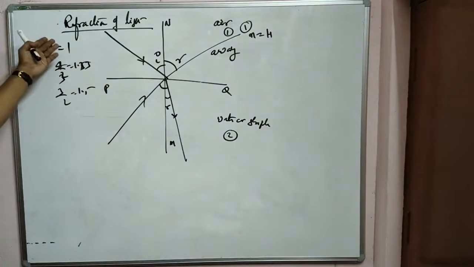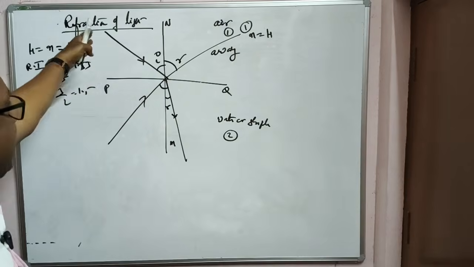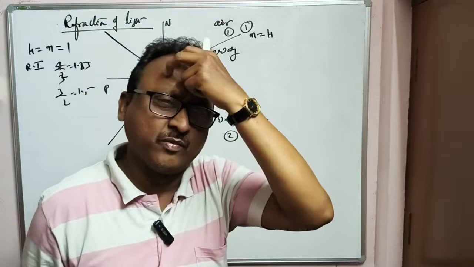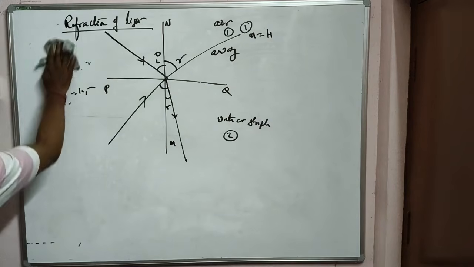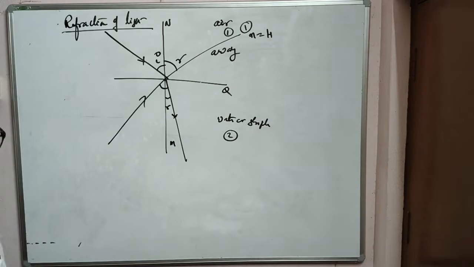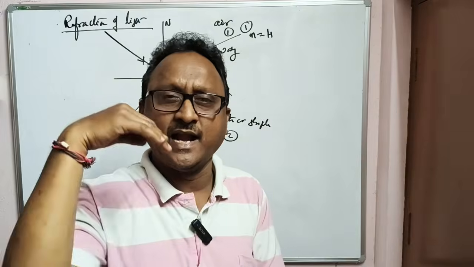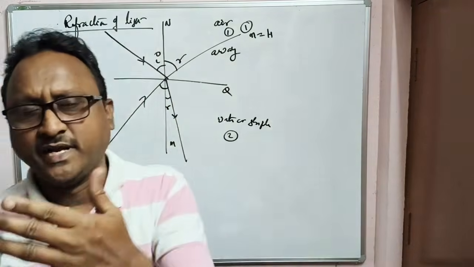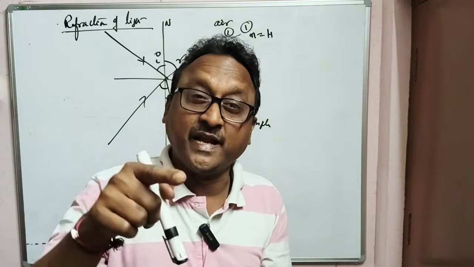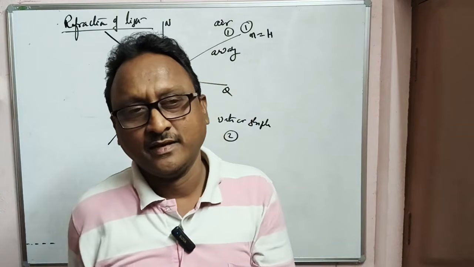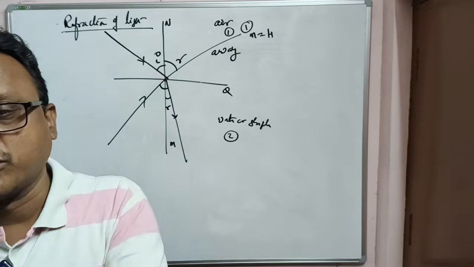Okay? And I have given some values you have to try to remember. Air is 1, glass is 3 by 2, 1.5, water is 4 by 3, 1.33. Clear? So what is the definition of refraction of light? When a light ray enters from one medium to another medium, it either bends towards the normal or away from the normal, depending upon the optical density. Which is more dense, it goes towards.